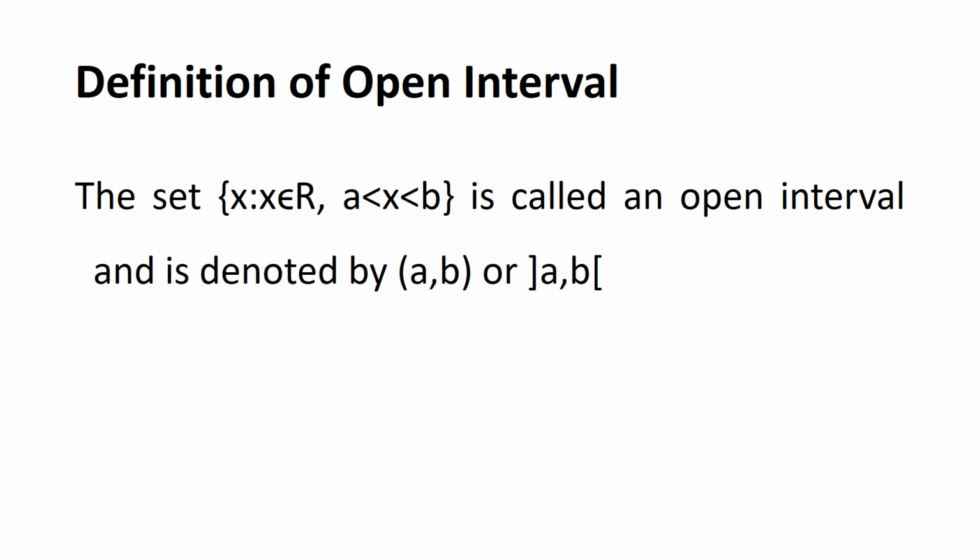Next we have the definition of open interval: the set of X such that X belongs to R and X lies strictly between A and B is called an open interval, and is denoted by A and B in between the small brackets. Here we consider the points between A and B excluding A and B. We don't consider the points A and B. So that is the open interval.